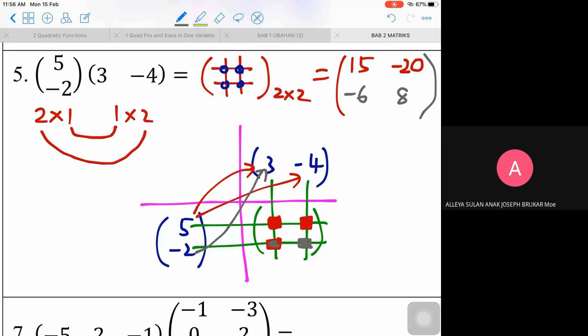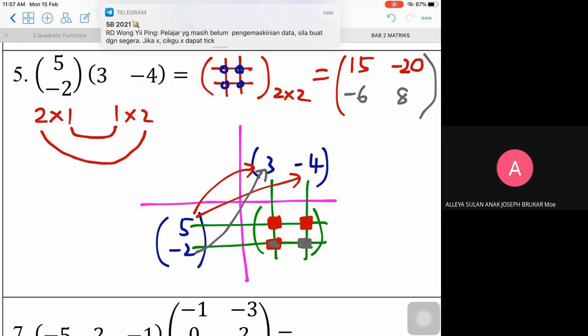So contoh soalan 5 ini hanya 1. Terus darab, terus dapat jawapan. Itu sahaja. Yang penting jangan salah darab tempat. Pertama darab pertama, pertama darab kedua, kedua darab pertama, kedua darab kedua. So itu kedudukan mesti jelas. Okay, question number 7.